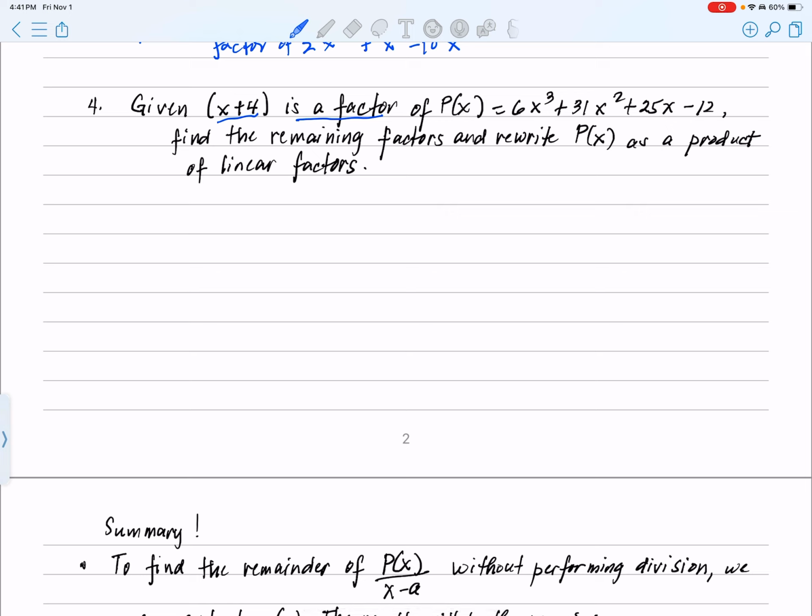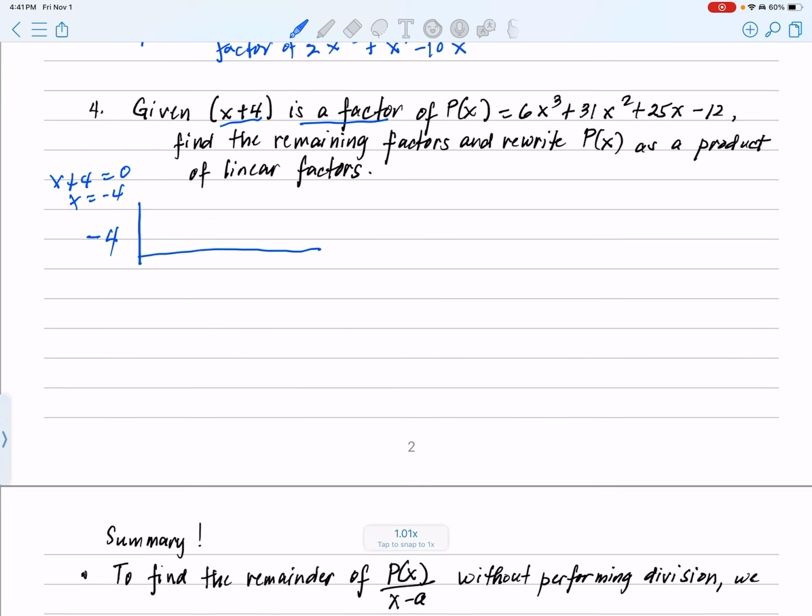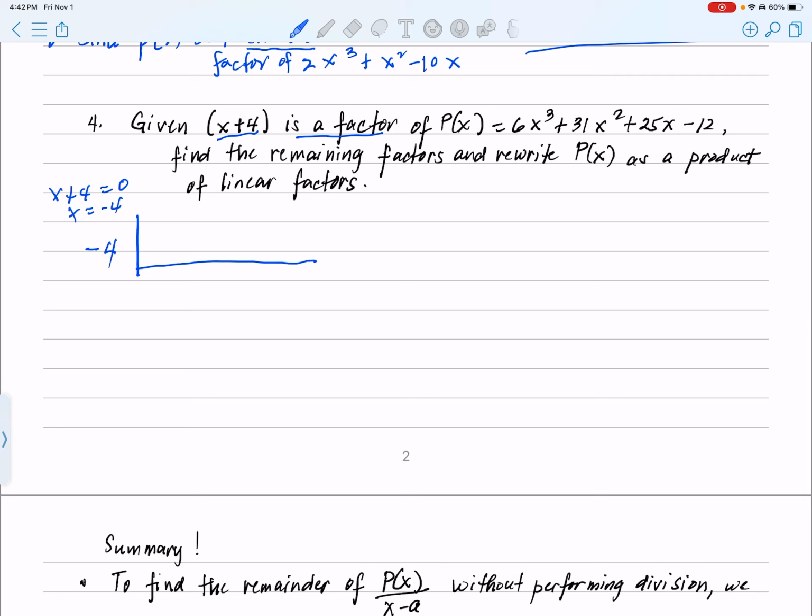Since our divisor is linear, we can simply use synthetic division. So we'll have the division table upside down. Finding our divisor, x plus 4 equals 0, so x is negative 4. So our divisor here is negative 4. I'm checking if everything is in order.